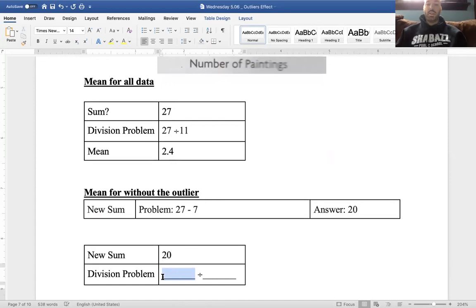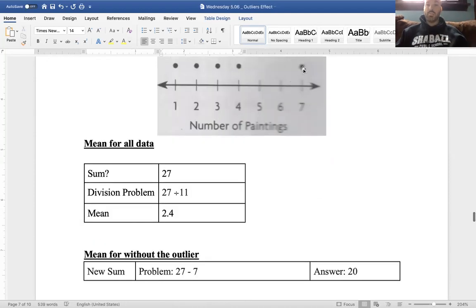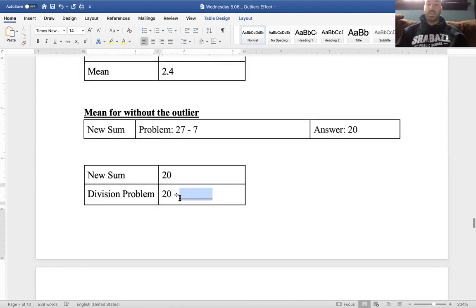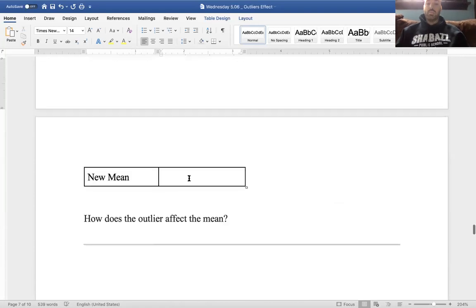Now I'm at 20. I'm not going to divide by 11 again because I'm no longer using this number. So now I'm just looking at these numbers, 1, 2, 3, 4, 5, 6, 7, 8, 9, 10. So I'm going to divide by 10, which gives me a new mean of 2.